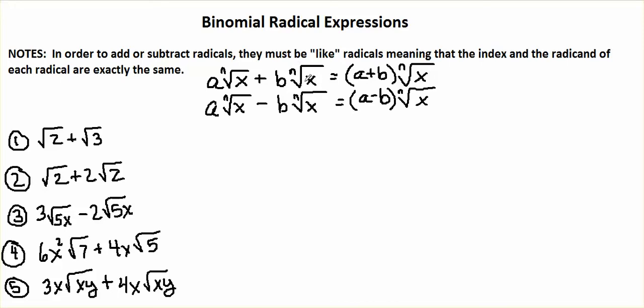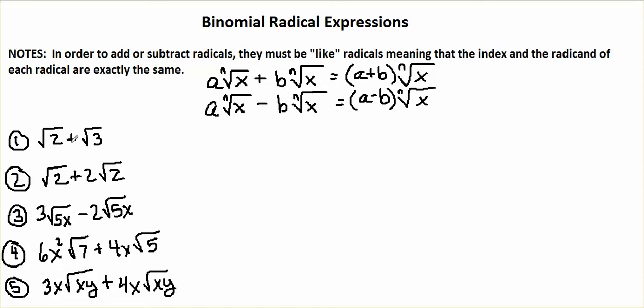If it is the same, you can add the two numbers that are in front, the A and the B. Same with subtraction. The index and what's under your radical must be exactly the same for them to be like radicals. Once you've recognized that they are like radicals, then you can add or subtract the numbers in front. So let's take a look at 5 examples here.